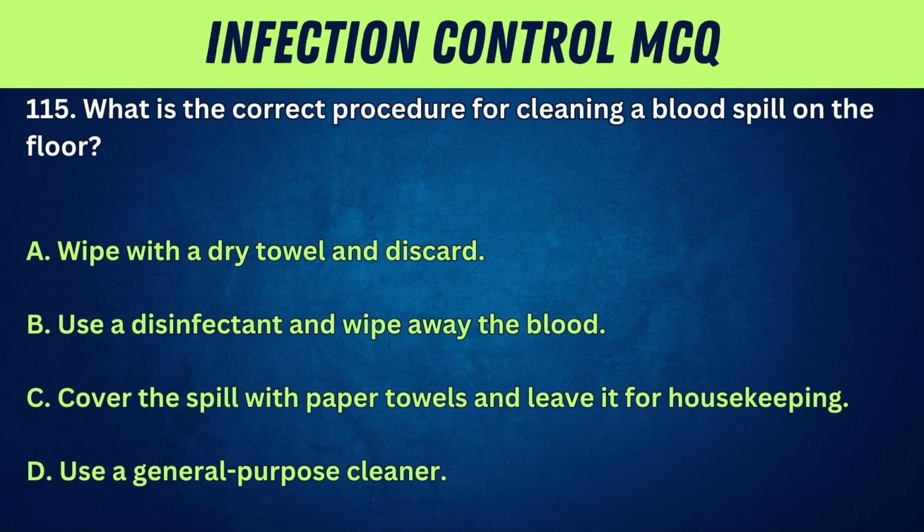115. What is the correct procedure for cleaning a blood spill on the floor? A. Wipe with a dry towel and discard. B. Use a disinfectant and wipe away the blood. C. Cover the spill with paper towels and leave it for housekeeping. D. Use a general-purpose cleaner.